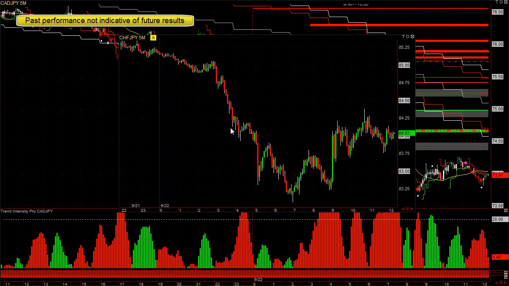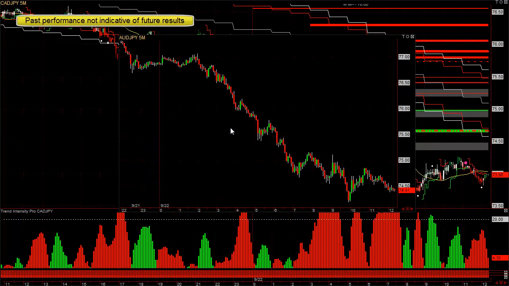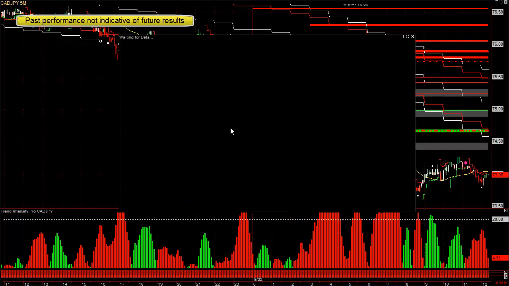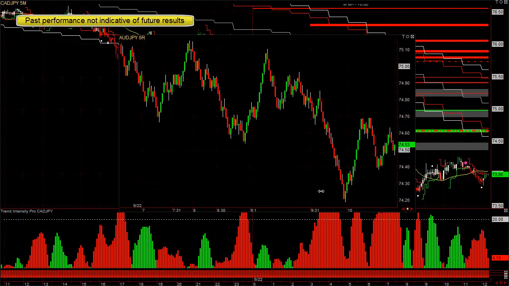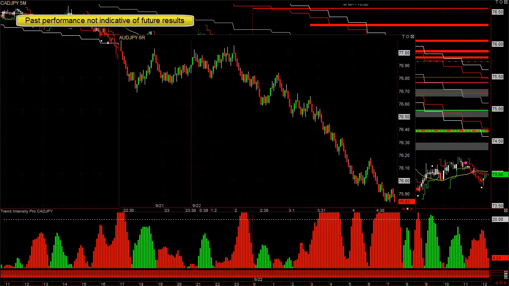Now, while I have this chart up, let's go to Australian yen. If you're not using a 5-minute chart, most of us are using range charts. Go to 6R. This will show you a 6 pips per bar chart. Let's scroll back over the past.